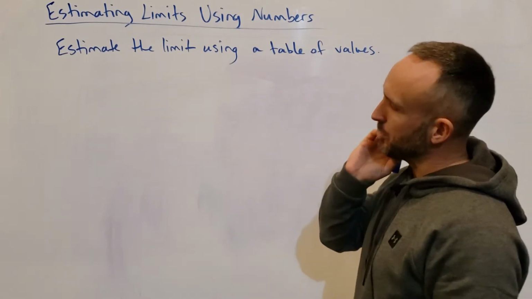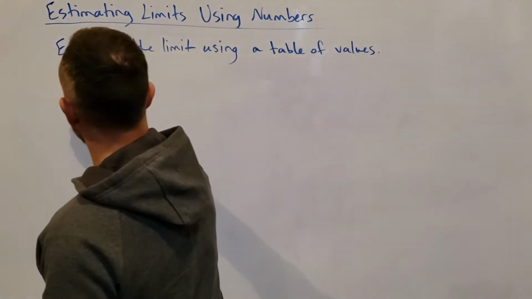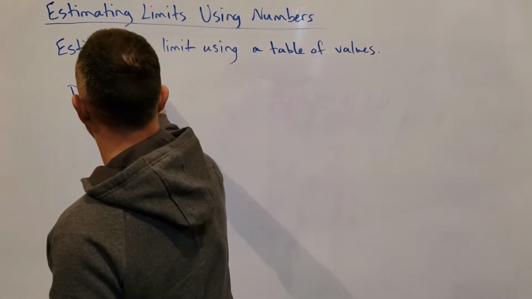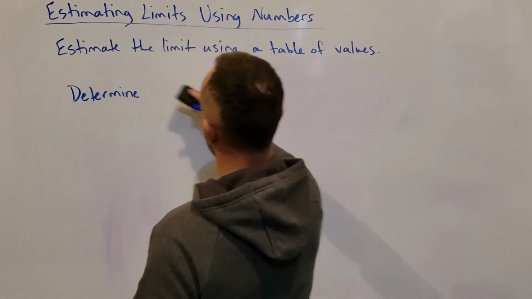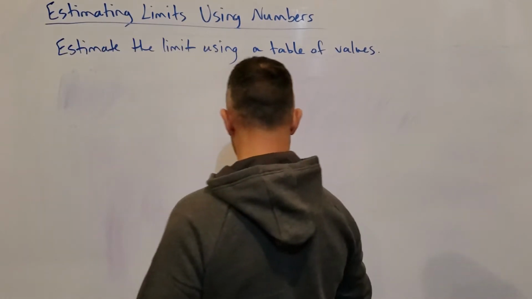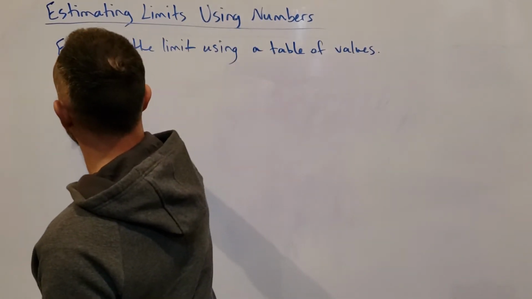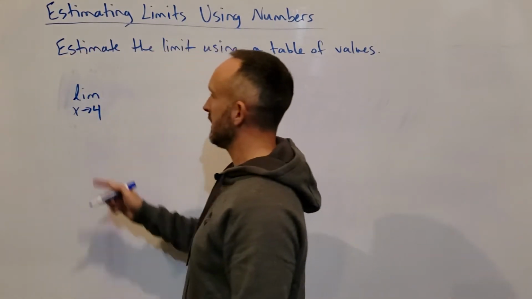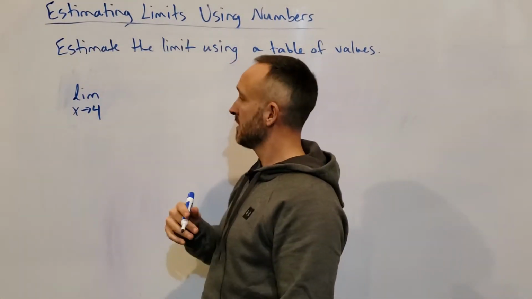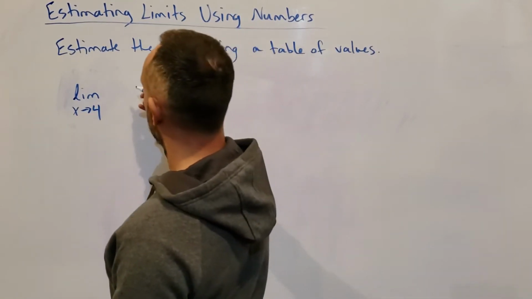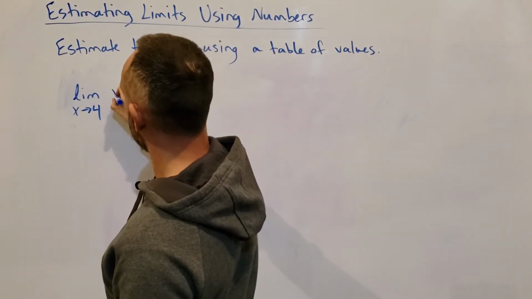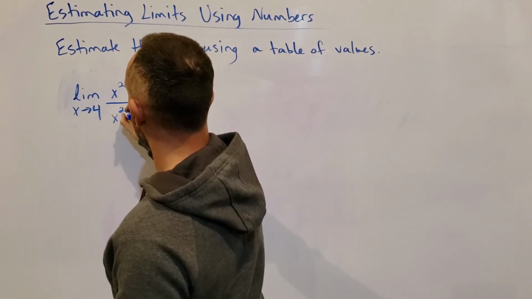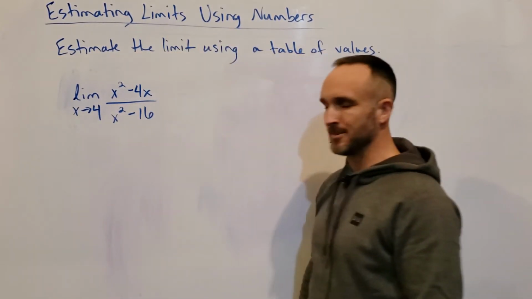Now, the first example, let's say we want to determine, sorry, I already have the instructions, so estimate this particular limit. So let's say we have the limit as x approaches 4. So that's as x approaches 4 from both sides. The limit as x approaches 4 of this particular function, x squared minus 4x over x squared minus 16.